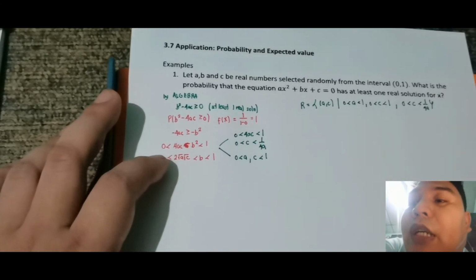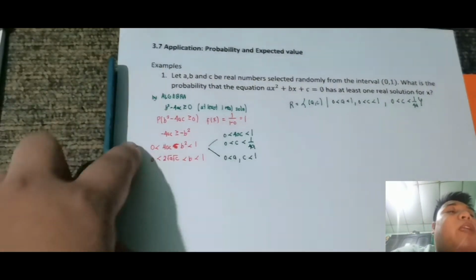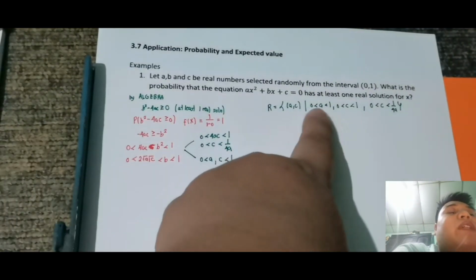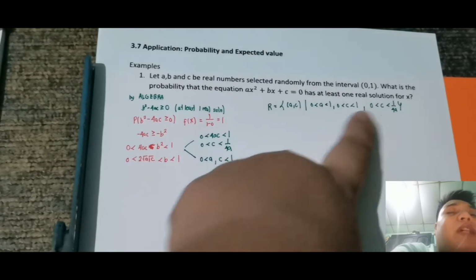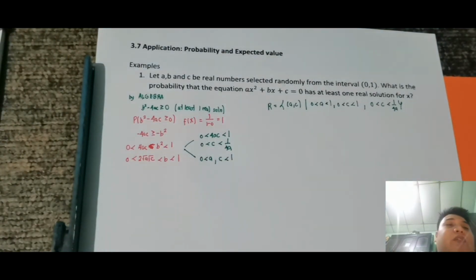Okay, so ito yung actually yung buong region in terms of A and C. So wala pala yung B rather. So 0 less than A less than 1, 0 less than C less than 1, and also 0 less than C less than 1 over 4A. So again, wala na yung B, tinanggal ko. Kaya dinraw ko na siyang random variable A, C. Now, this is the region.